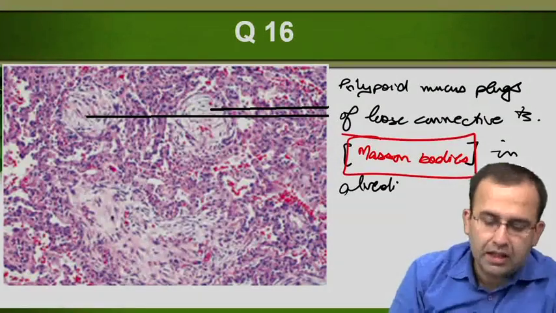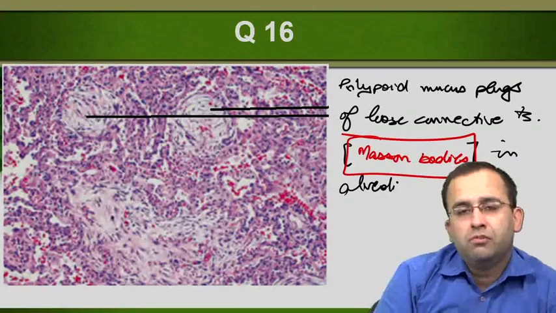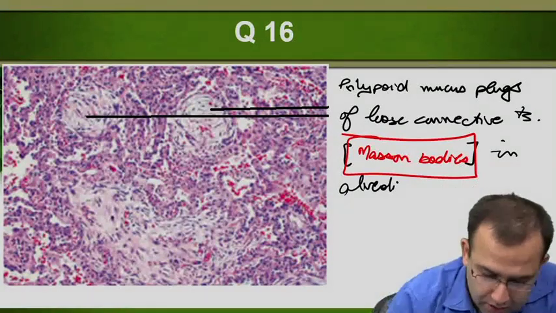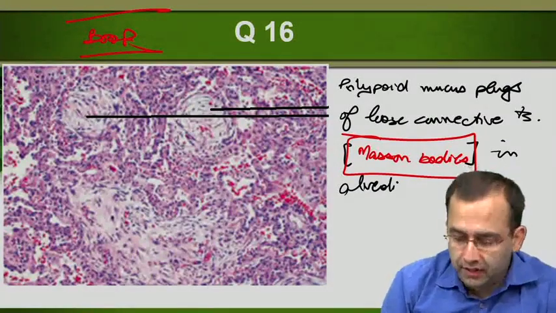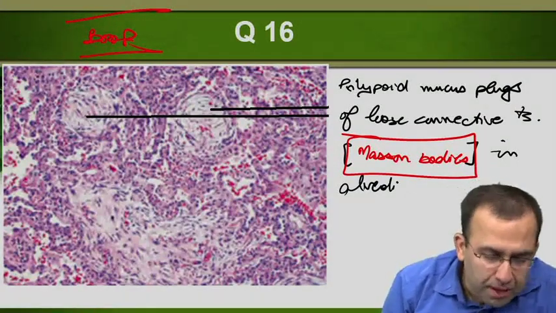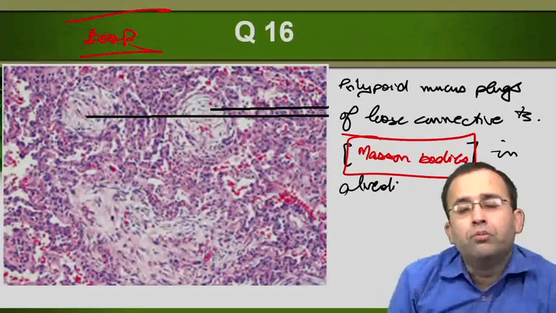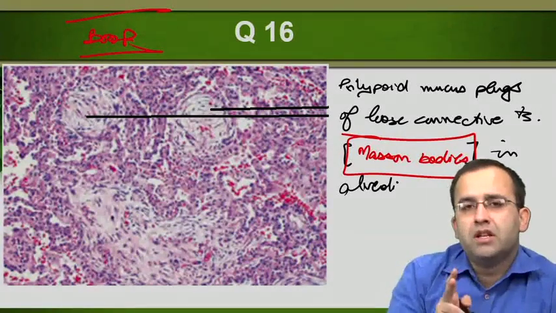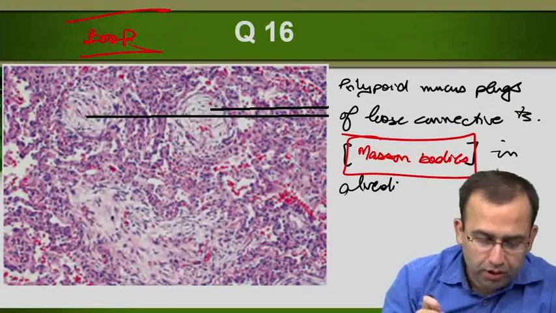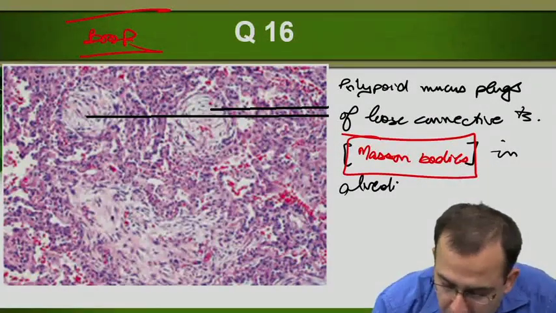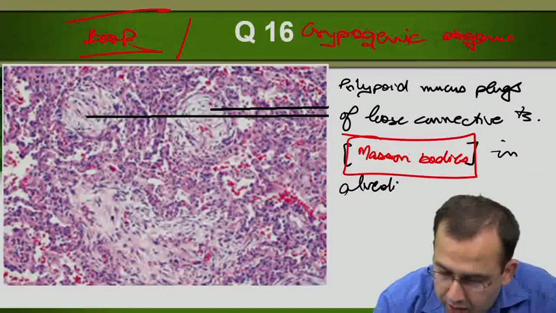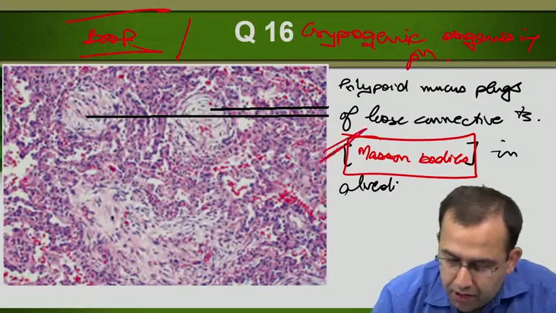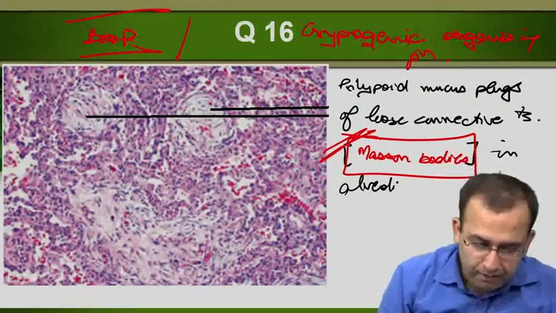Mason bodies are seen in, again an important prospective slide, diagnosis, they are seen in BOOP. I know it's a very sexy name. This is not a pap smear, no. Seen in BOOP, that is bronchiolitis obliterans organizing pneumonia, also called cryptogenic organizing pneumonia. Mason bodies, an important slide, please mark this well.